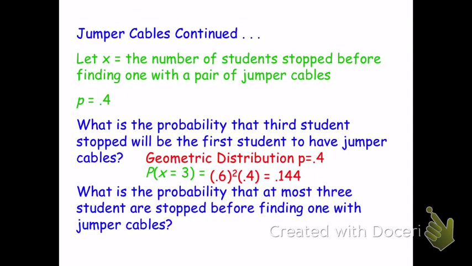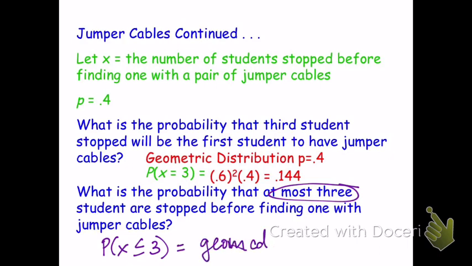Okay, the next type of question: what is the probability that at most 3 students are stopped before finding one with jumper cables? This is an instance where you see a CDF because it's at most 3. So that would mean the probability that x is less than or equal to 3. So you would do geometric CDF. The same rules apply, the CDF, the 1 minus CDF, all of that still applies. It's the same rules as binomial. The only difference is that you're using geometric instead of binomial.